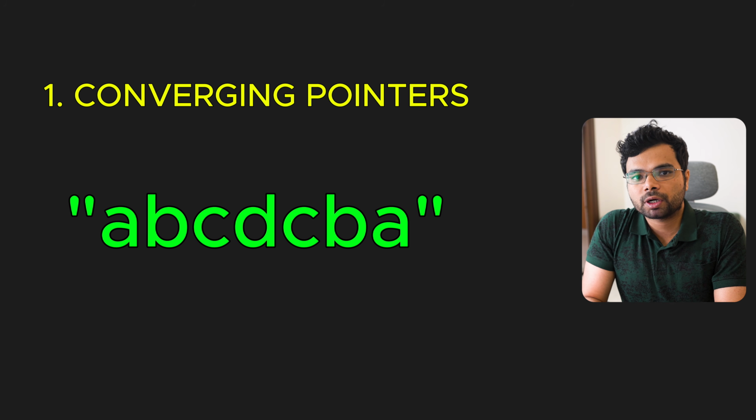A palindrome is a word, phrase, or sequence that reads the same forward and backward. To check if a string is a palindrome, we initialize two pointers, one at the beginning and one at the end. Compare characters at both the pointers. If they match, move both pointers inward. If they don't match, return false. Repeat until the pointers meet.